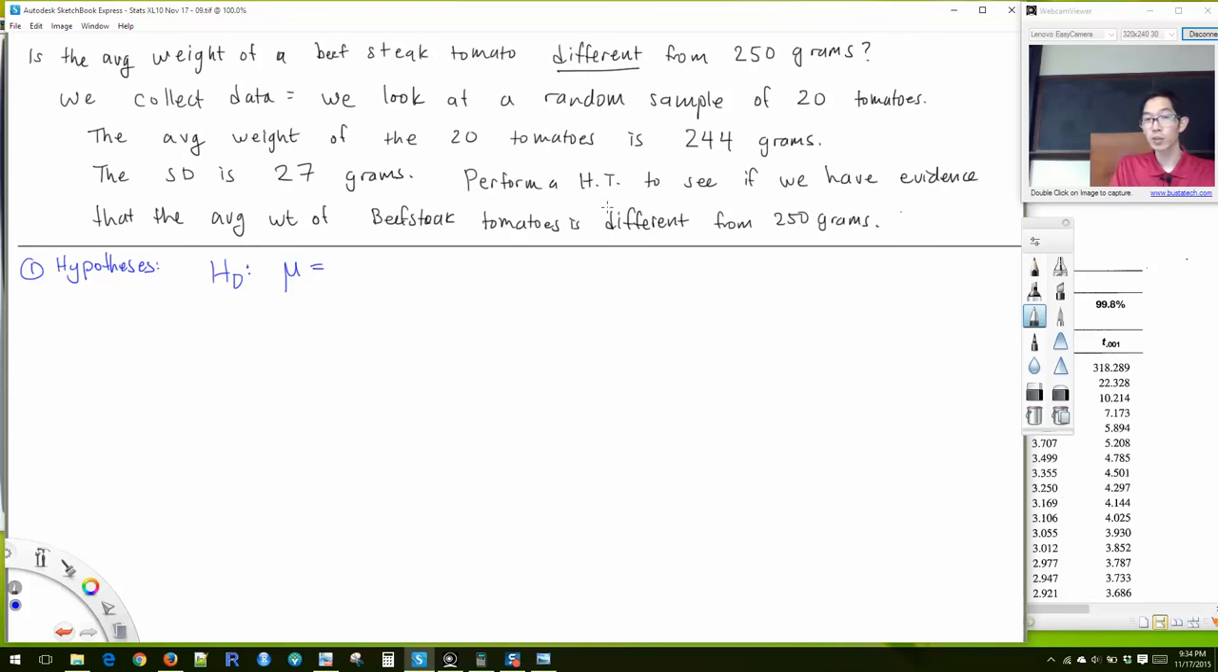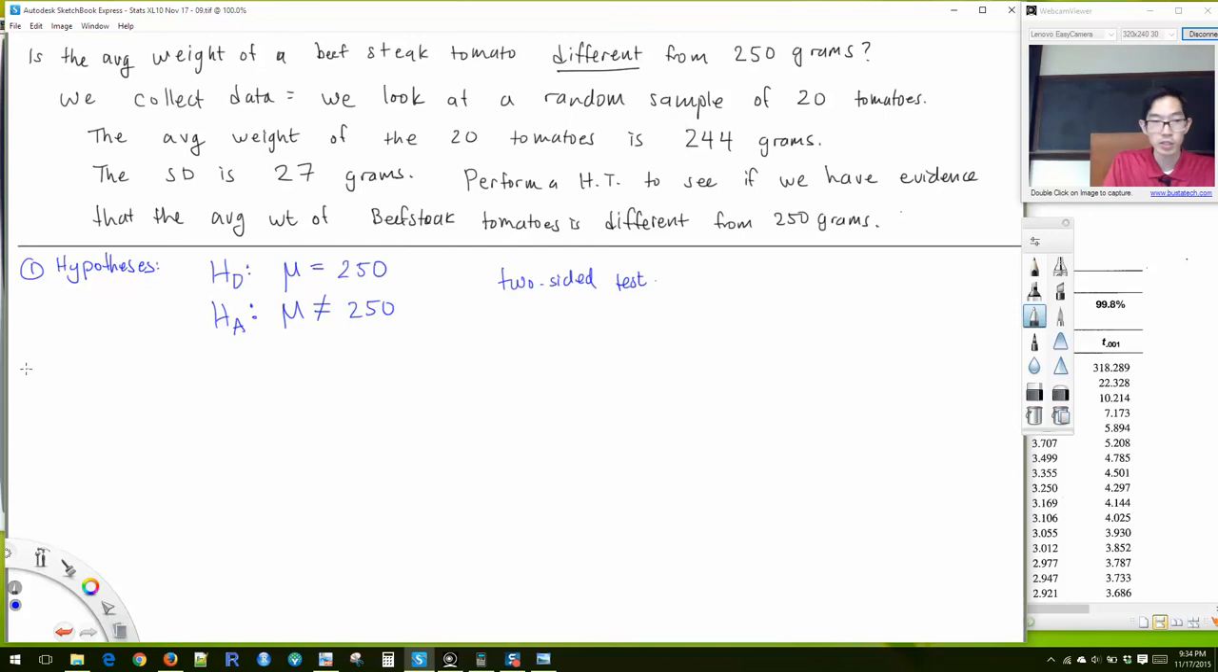The question says, perform a hypothesis test to see if we have evidence that the average weight of beefsteak tomatoes is different from 250 grams. So our null hypothesis is that the mean is equal to 250. And then the alternative is going to be what? Not equal. Different from 250. So what kind of test do we have? One-sided or two-sided? Two-sided test.